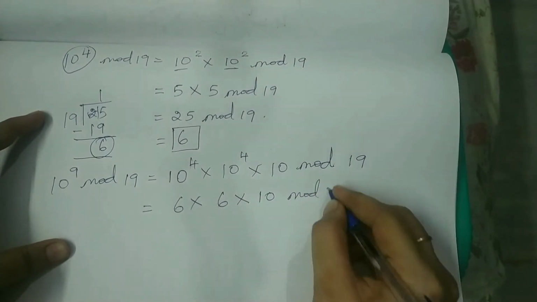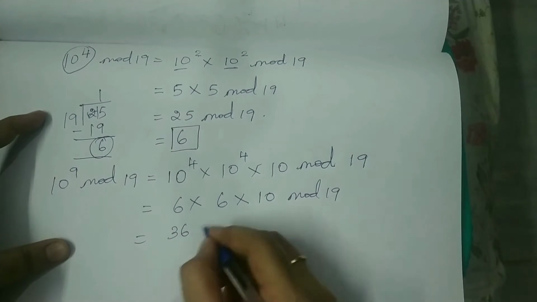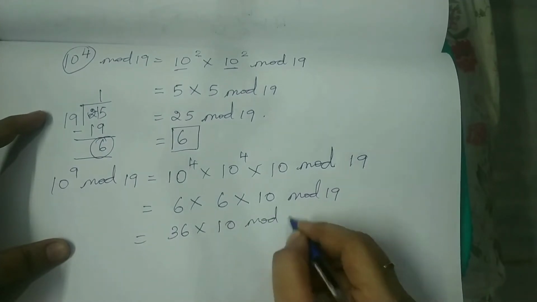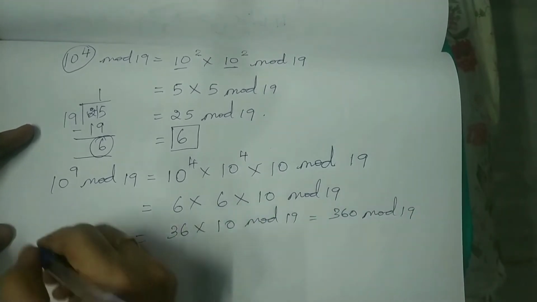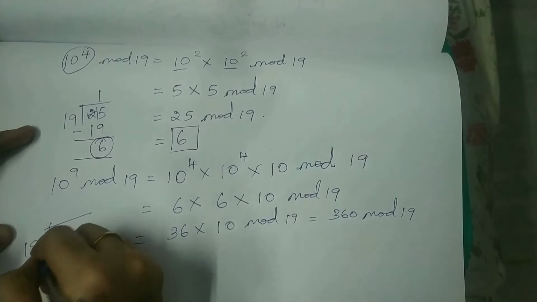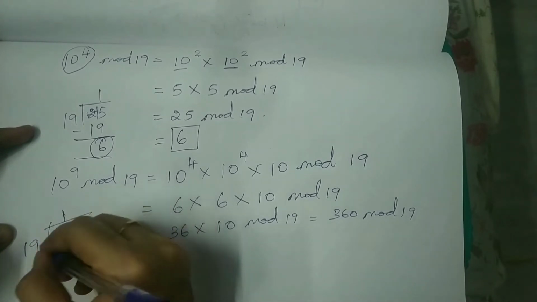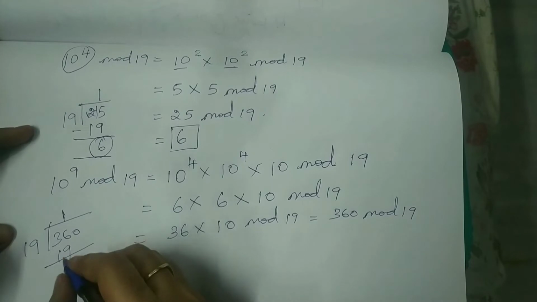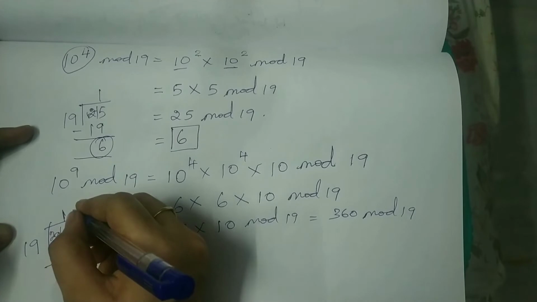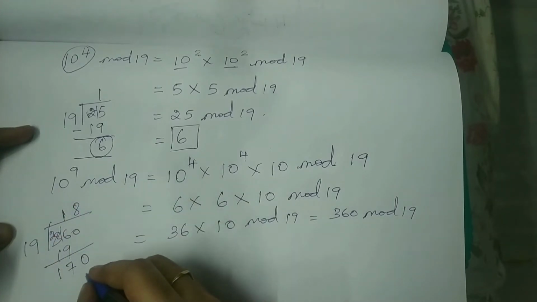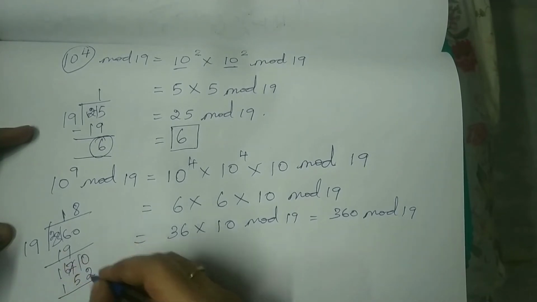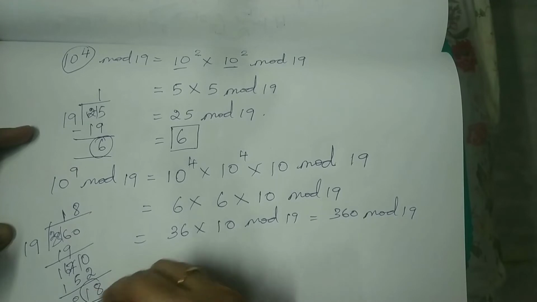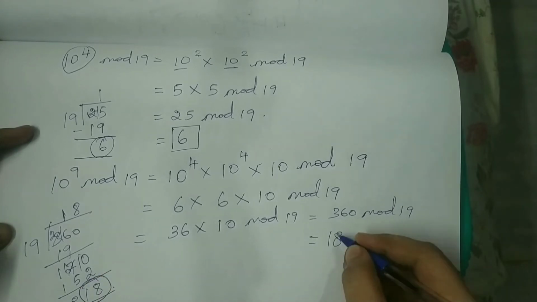Mod 19, which is equal to 36 into 10 mod 19, which is equal to 360 mod 19. So when I divide this 360 by 19, it will go 1 times, so 19, 17 I'll get, then 170, so it will go 8 times, 152 I'll get, so the balance is 18, so the remainder for this is 18.